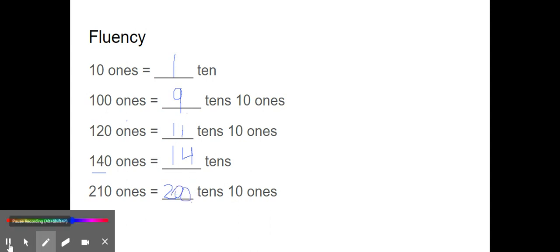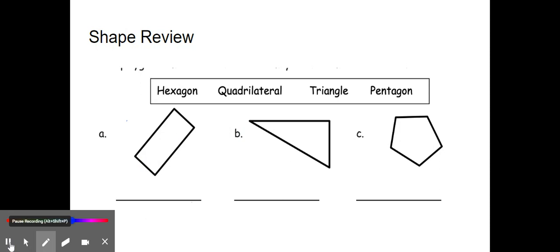Great job. Now we are going to do some shape review. In your last packet, you learned about different types of shapes. Here there are pictures of 3 different shapes with all different numbers of sides and angles. In the word box, there's hexagon, quadrilateral, triangle, and pentagon.